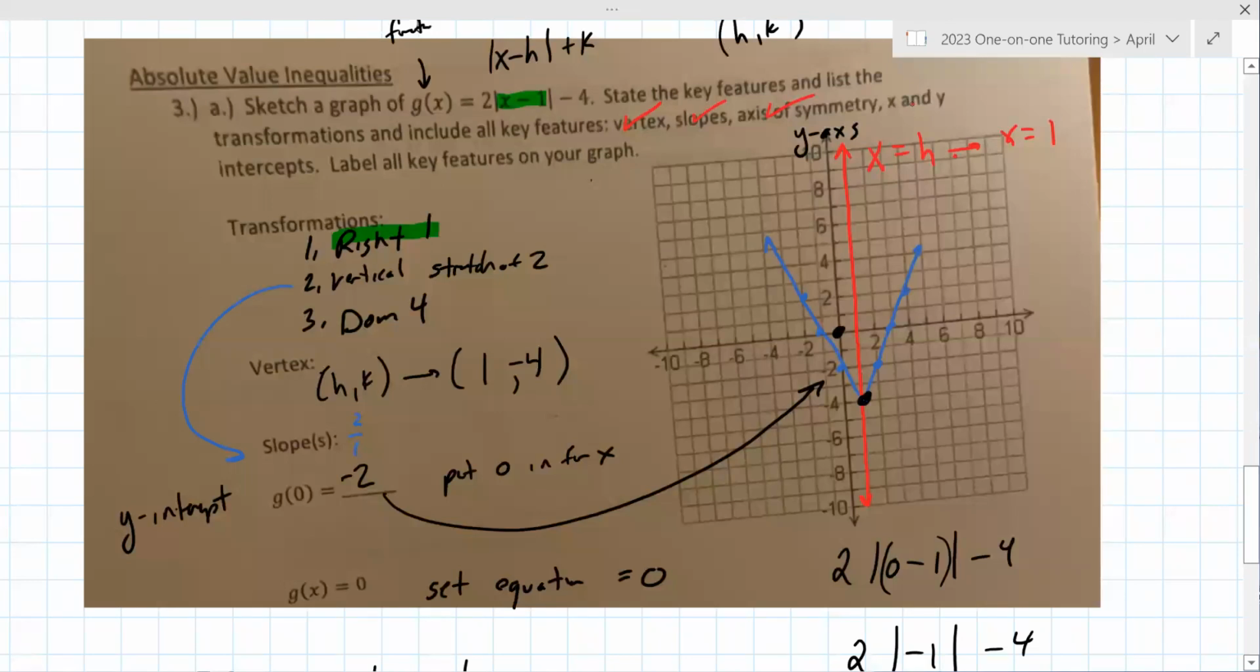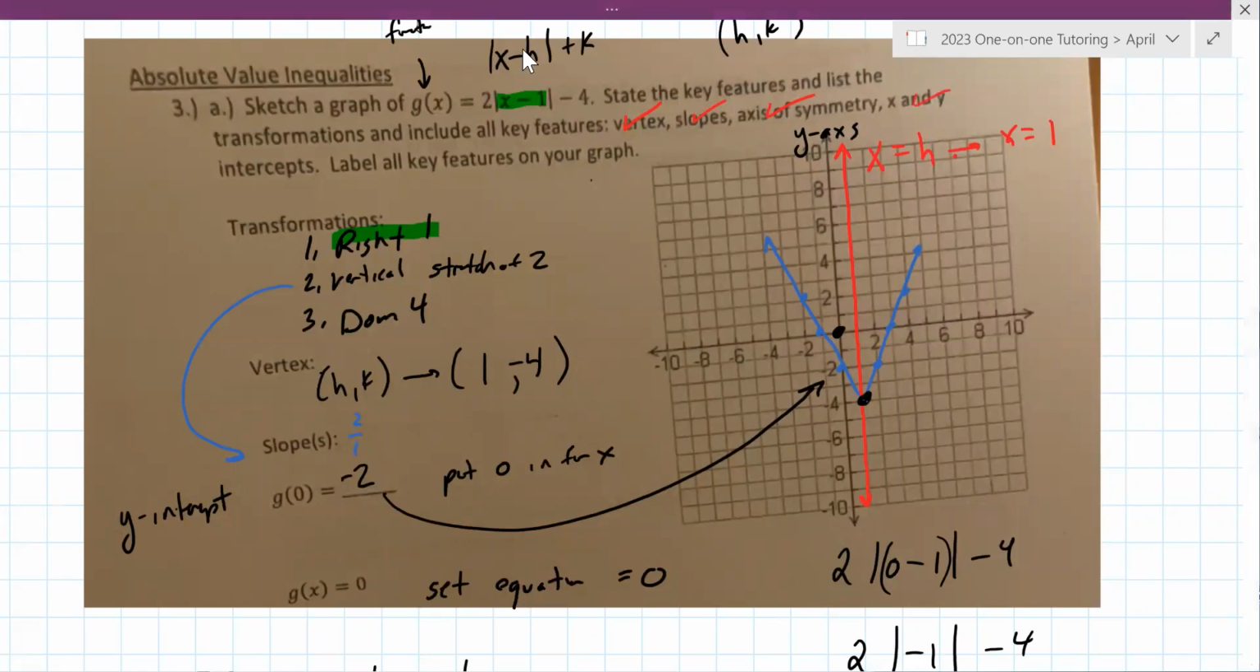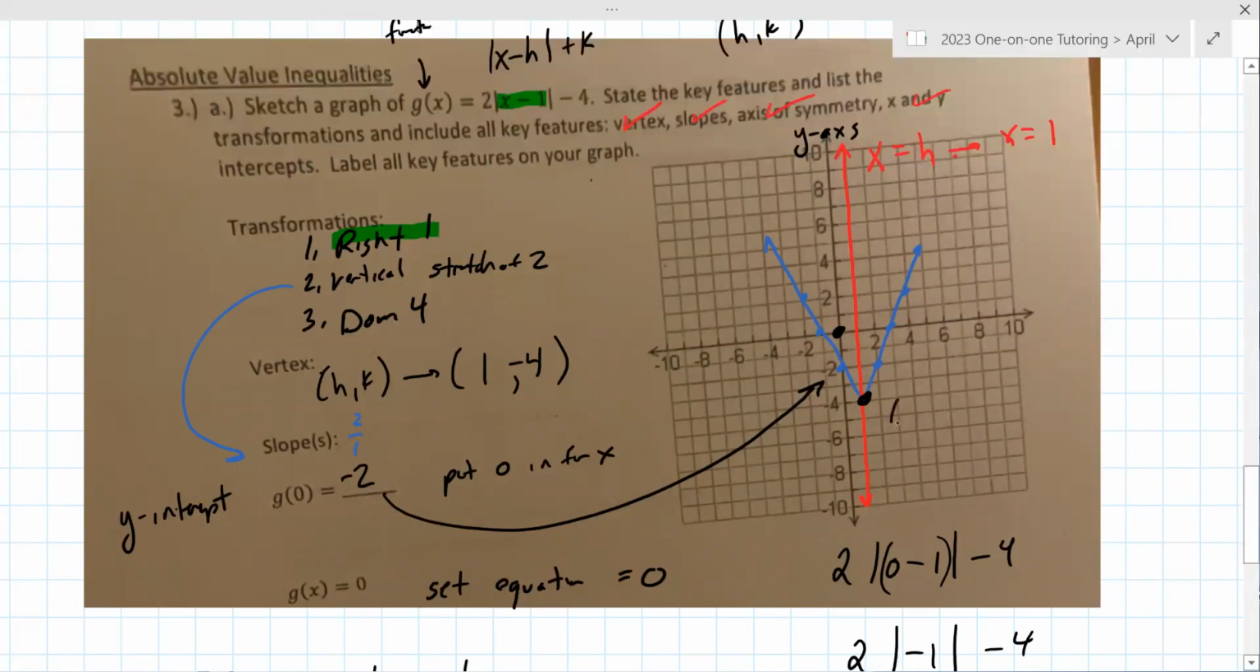And then last thing here, it says x and y intercepts. We've got those. The thing though that I didn't do, I'm real bad about this, is I don't actually label the points. So I'll label some. That's the vertex. The y-intercept is (0, -2). And the x-intercepts, you said them earlier, (3, 0) and (-1, 0).